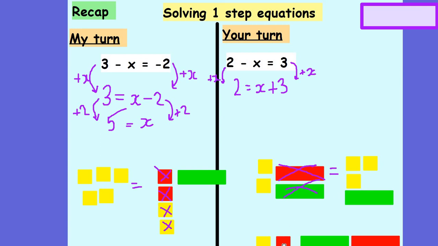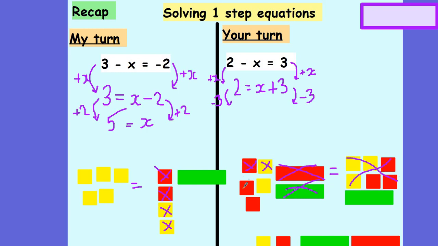Now let's solve it in the usual way. We'll add 3 red squares to cancel out these 3 yellows. Whatever I do to one side, I do exactly the same to the other. Adding 3 red squares is the same as subtracting 3. And if I then cancel out my 0 pairs, my x, my green rectangle, is equal to -1.